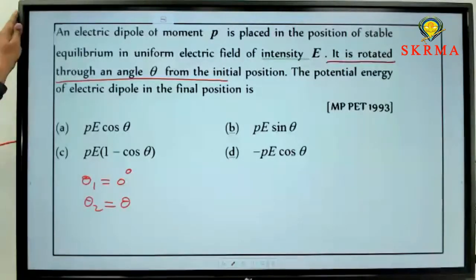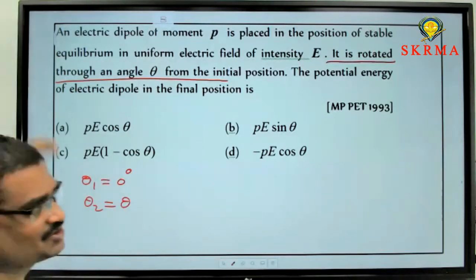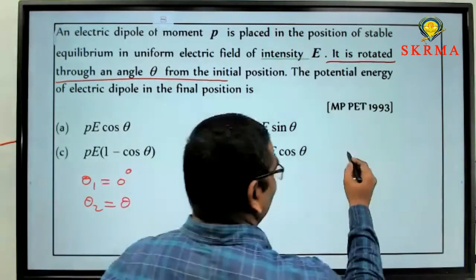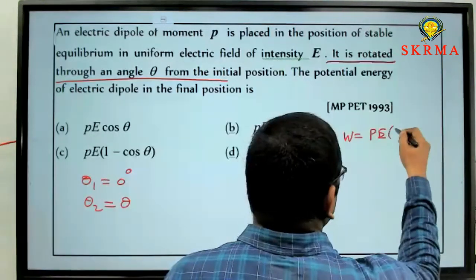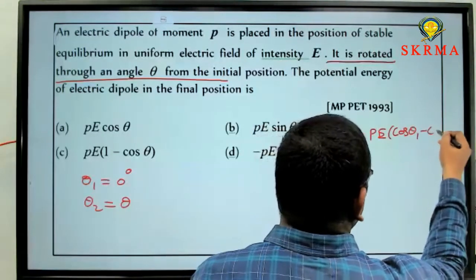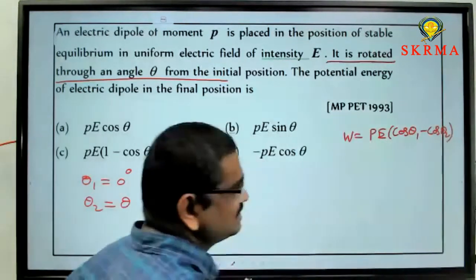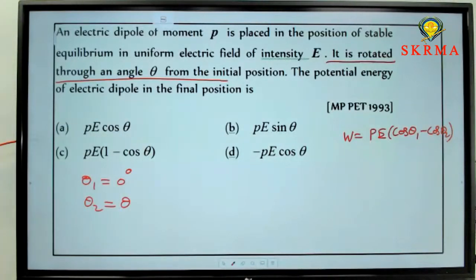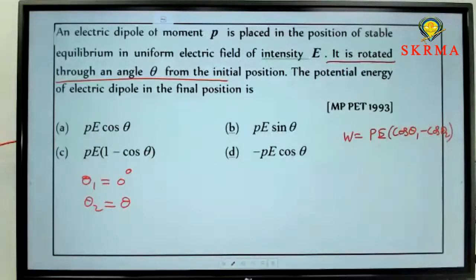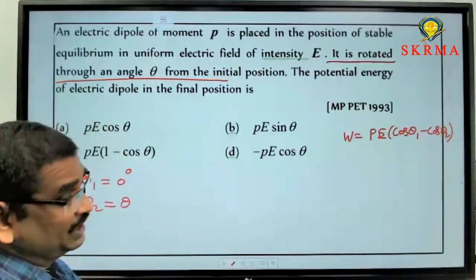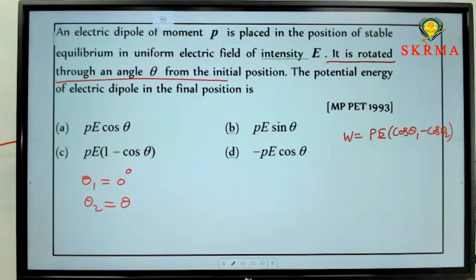The work done formula is P E cos theta 1 minus cos theta 2. We discussed work done, that is P E cos theta 1 minus cos theta 2. Now here he is asking about the potential energy of the dipole in the final position, not work done. He is asking about potential energy only.